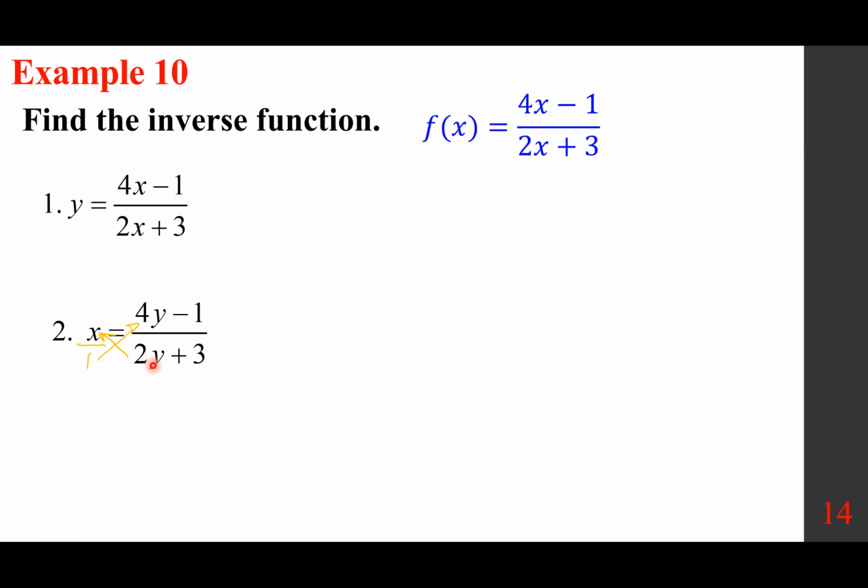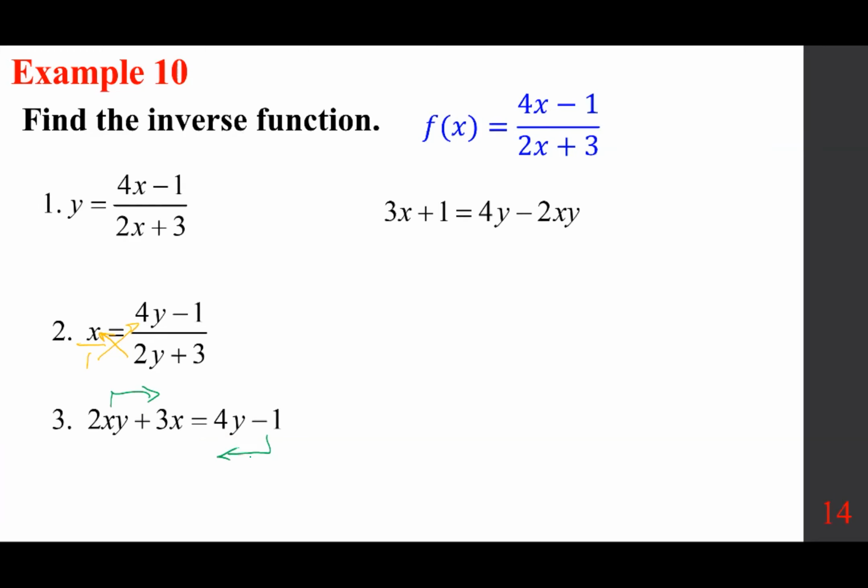So if I multiply this one by this one, I get 2xy plus 3x. If I multiply this by this one, I get 4y minus 1. Since I'm solving for y, I'm going to move it one way or another. It doesn't matter which way. If I move 2xy to the right it becomes negative, this becomes negative, 1 becomes positive. So in other words, this one goes this way, this one goes that way.